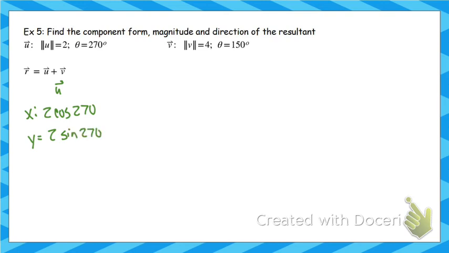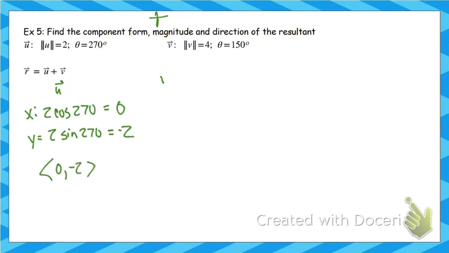And this is one you don't technically need to use a calculator on because these are unit circle values. So 270 would be down here. So your x coordinate would be 0 and your y coordinate would be negative 1. Now again, if you use a calculator to check it, that's okay. But I would get the component form here to be 0, negative 2.